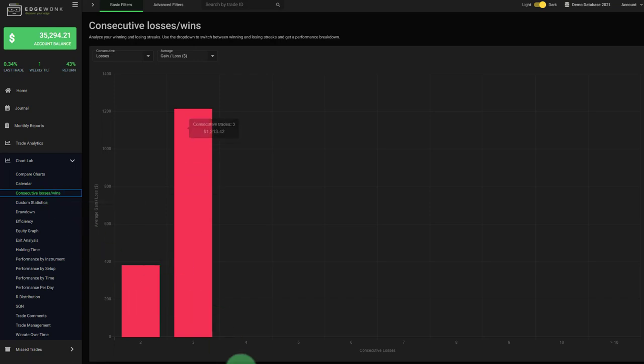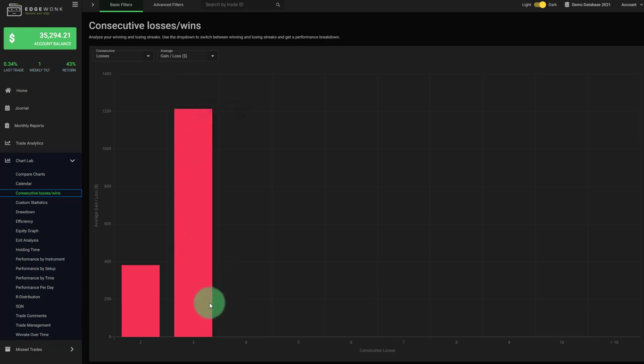So Edgewonk shows you how many consecutive winning and losing streaks you have had. We are starting here with the losses. And you can see that this journal has consecutive losing streaks of 2 and 3 trades. So this journal doesn't have a losing streak with 4, 5, 6, 7 or more losing trades in a row. And for 3 trade losing streaks, the trader lost here a total of $1,213.42, or account currency, whatever it is that you are tracking the account currency in Edgewonk.